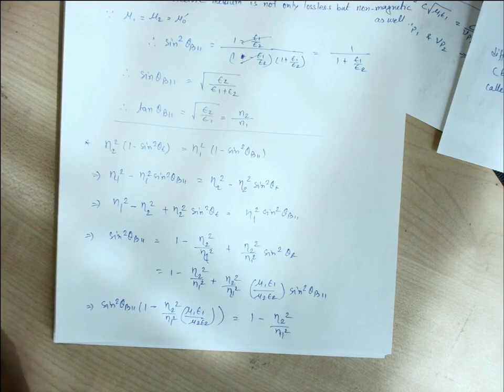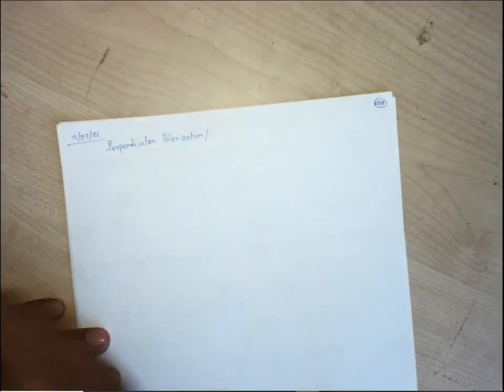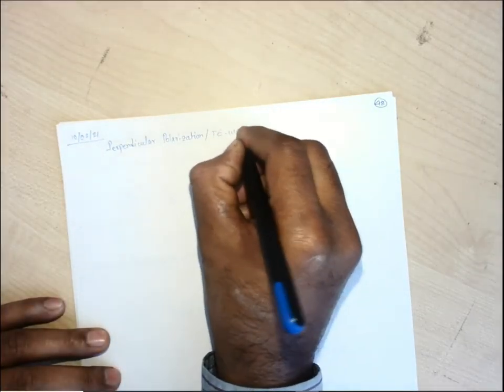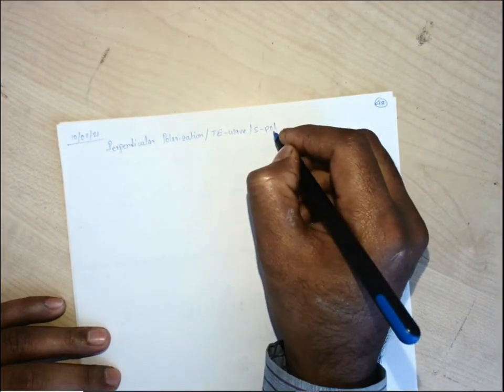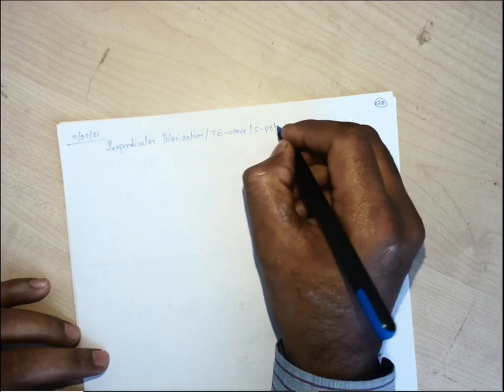Second part, it is perpendicular polarization. They are known as TE wave or S polarization. Previously that was P polarization, now this is S polarization.